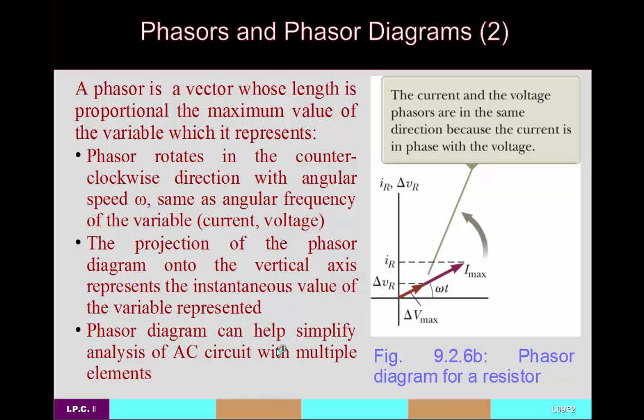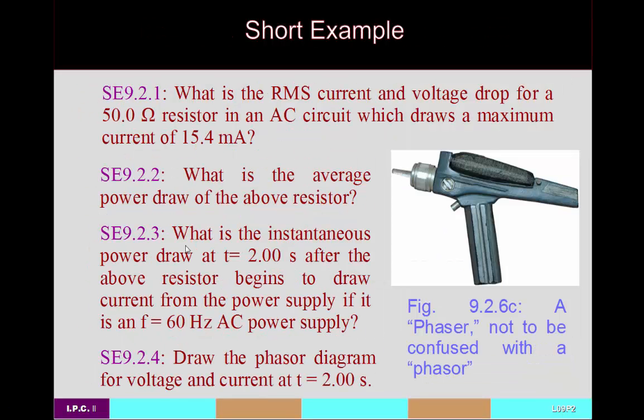And what it ultimately does for us is help simplify the analysis of an AC circuit with multiple elements, in particular elements like a capacitor or an inductor, although I'm showing this right now for the resistor. We'll see for a capacitor and an inductor later. Before we get there, I wanted to work a few simple, short examples based on what we've done so far today.